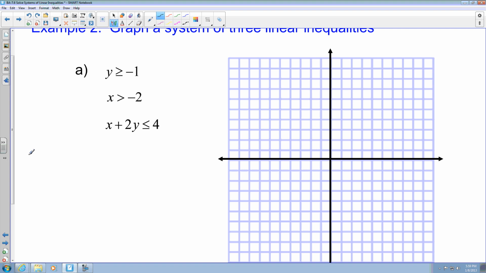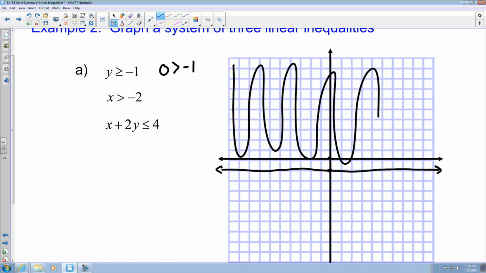So I got y is greater than or equal to negative 1. This is going to be a horizontal line where it crosses where y is at negative 1. It is a solid line because it's greater than or equal to. And I can use the test point at 0, 0. So 0 is greater than or equal to negative 1. That happens to be a true statement, so my shading will occur where the test point was, above the boundary line.